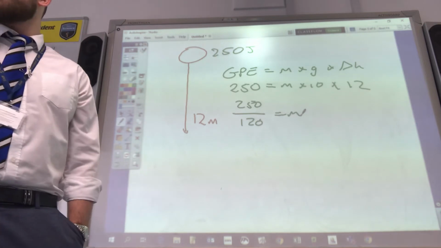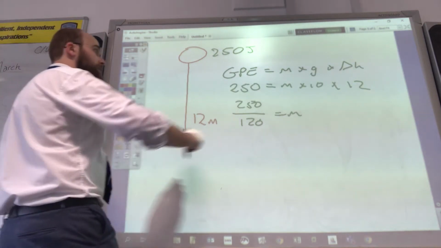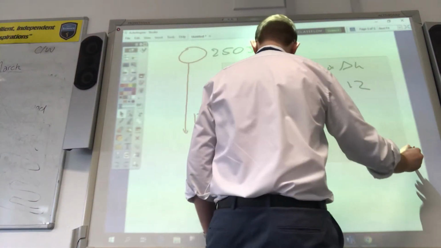How could I find the velocity of the ball? That's a much better question. What's the velocity of the ball just before it hits the ground?